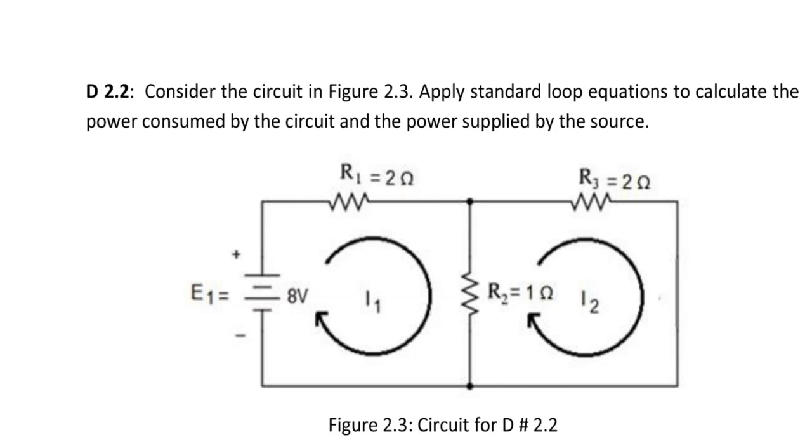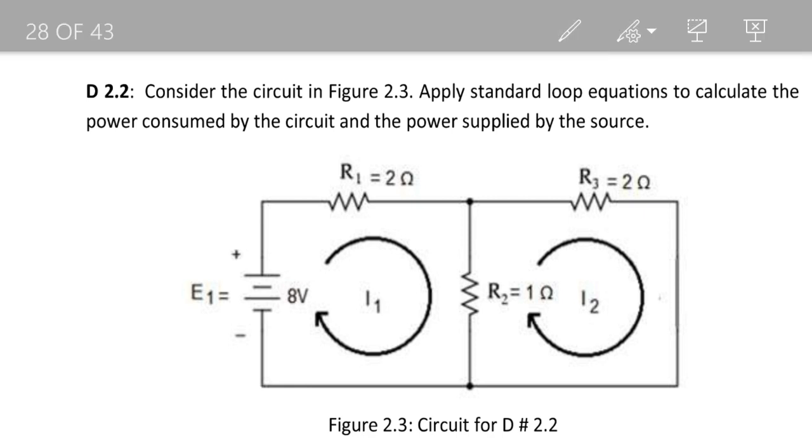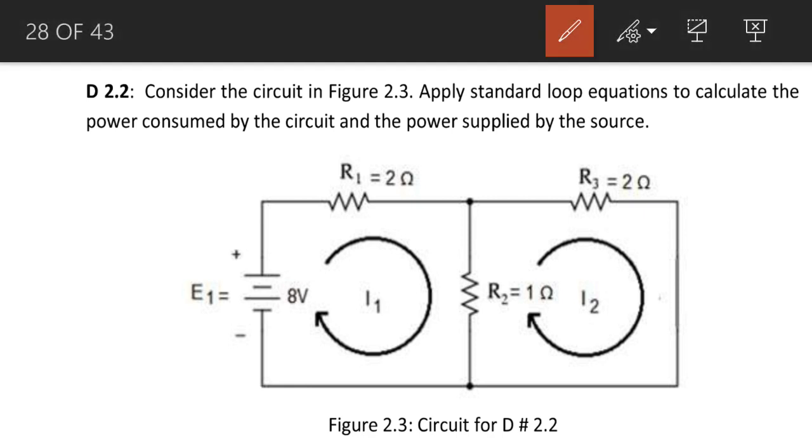Let us do example number 2.2. Example number 2.2 is just like example number 2.1. The only difference between example number 1 and example number 2 is that there is no voltage source in the second loop of this particular circuit.